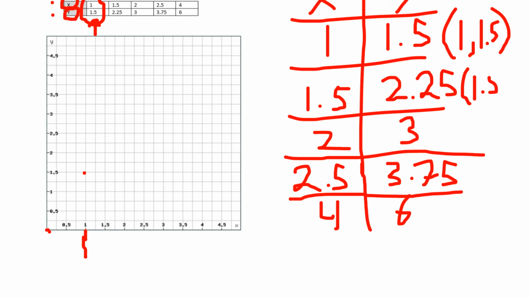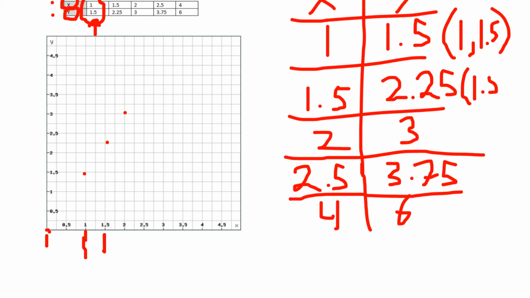Now the next point is going to be 1.5, 2.25. So once again, I started at the origin, and I'm going to go to 1.5 on the x-axis, which is here, and then up to 2.25 on the y-axis, which is going to put me right here. Okay, imagine that that's right on the line, where they intersect. It didn't quite get there. All right, the next one is 2 and 3, which is going to be right here.